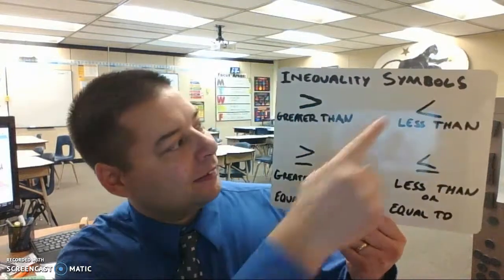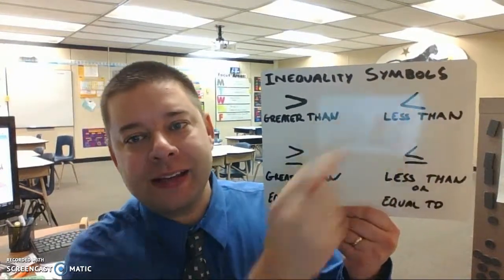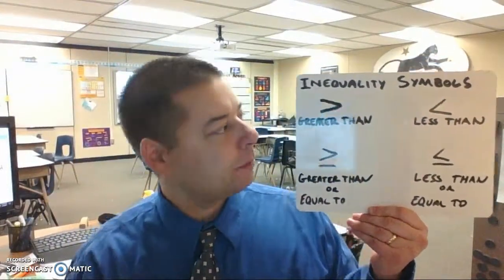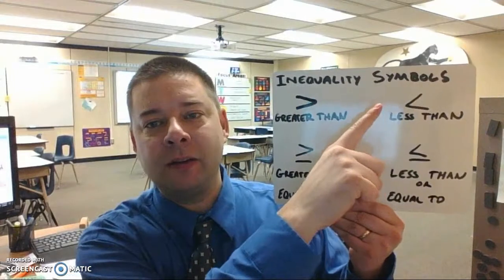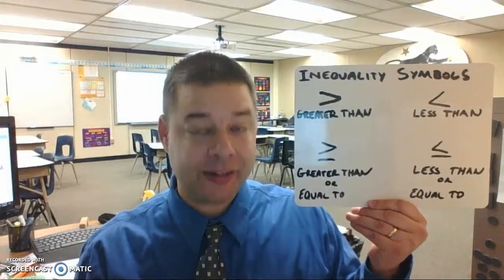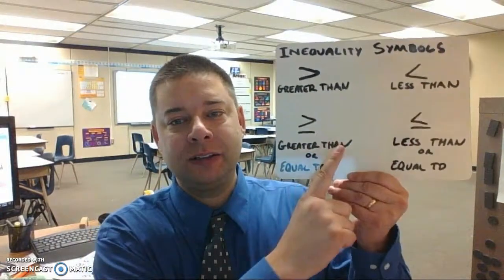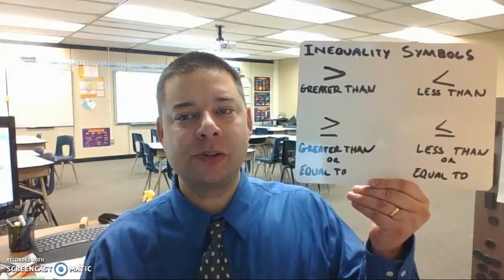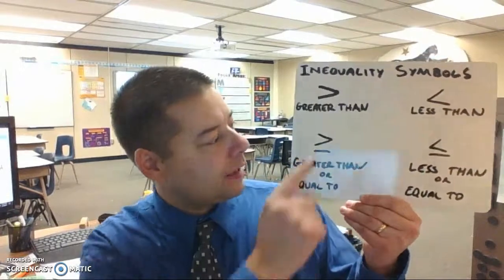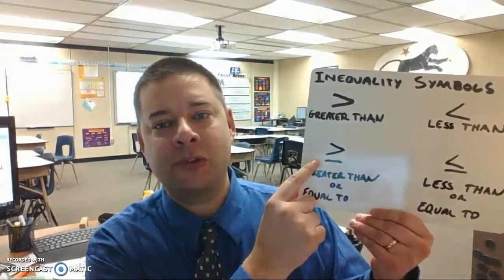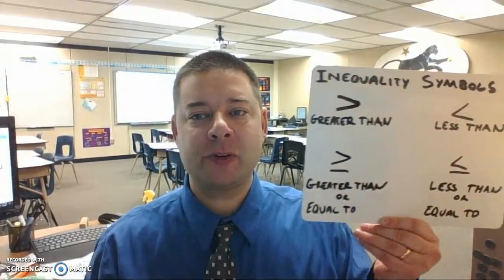I like to think that the less than sign looks a little bit like an L that somebody has tried to smash down or something. And so if you think that L stands for less than, maybe that will help you out. We also have these two signs down here, which are greater than or equal to and less than or equal to. Think of them like the greater than and less than signs with half of an equal sign on the bottom, and that'll help you to remember that.